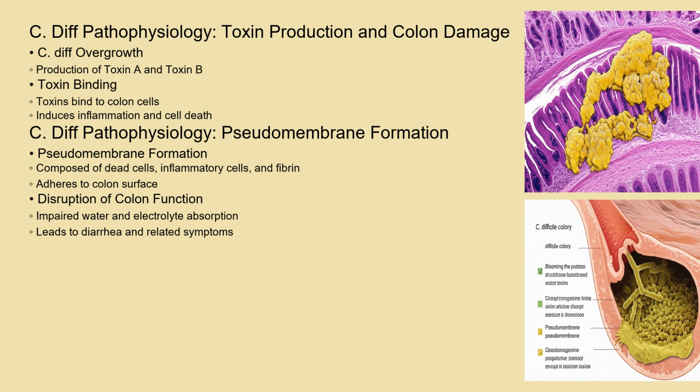Let's delve into the pathophysiology. Once C. diff overgrows, it produces two main toxins, toxin A and toxin B. These toxins bind to the cells lining the colon, causing inflammation and cell death. This damage leads to the formation of pseudomembranes, characteristic yellowish, white plaques composed of dead cells, inflammatory cells, and fibrin that adhere to the colon's surface. These pseudomembranes disrupt the normal functioning of the colon, impairing its ability to absorb water and electrolytes, ultimately leading to diarrhea and other related symptoms.